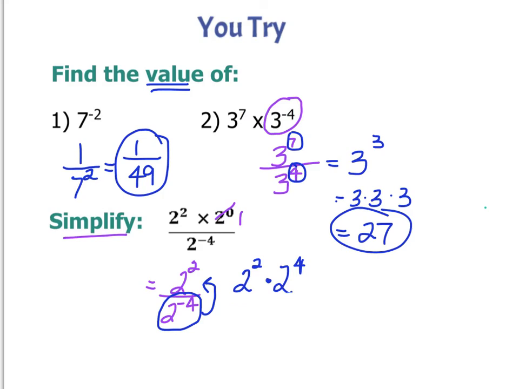Now, I can continue because I have like bases of 2. I see that I'm multiplying, which means I need to add my exponents, and 2 plus 4 is 6. It's just asking me to simplify, so my simplified answer is 2 to the 6th power.